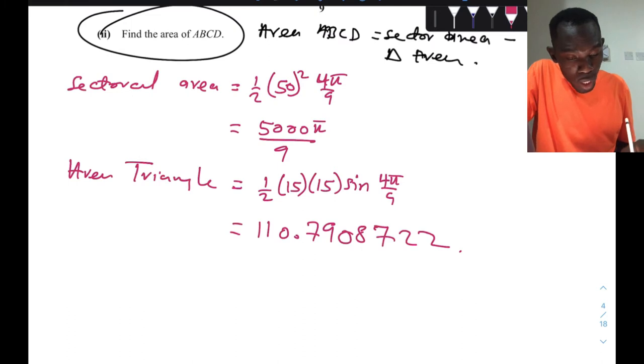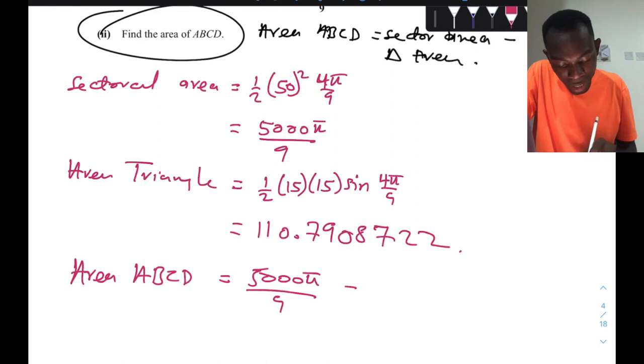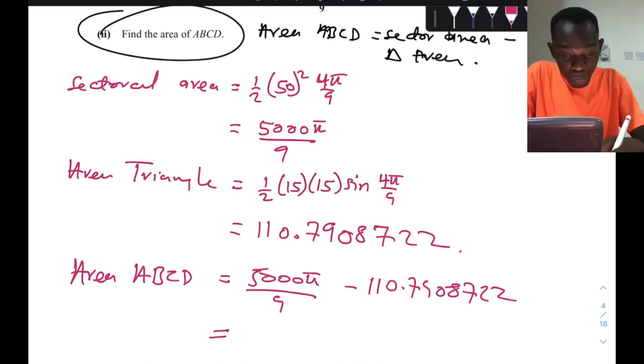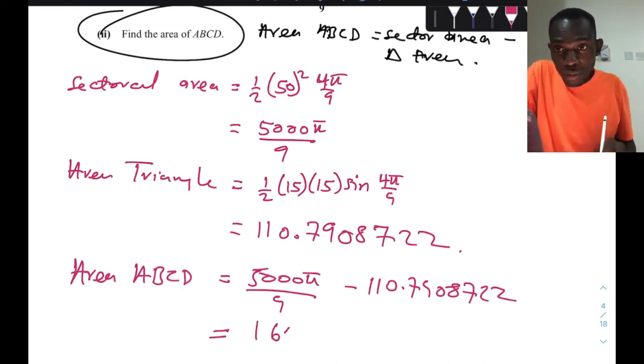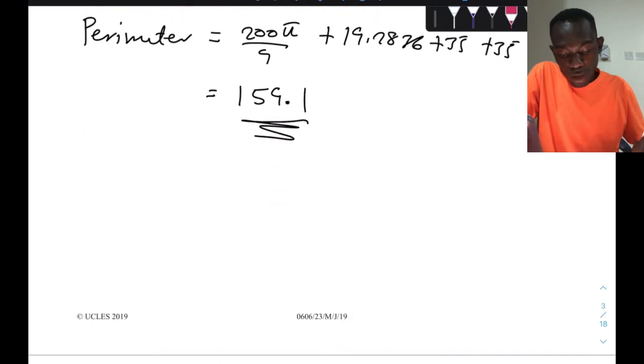Okay, so area ABCD is going to be 5,000 pi over 9 minus 110.790873. This would give us, so 5,000 pi over 9 minus my answer, that should give me 1634.5. Okay, so this is definitely going to be the area of the shaded region, okay?